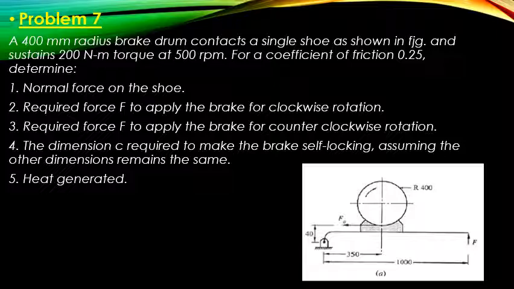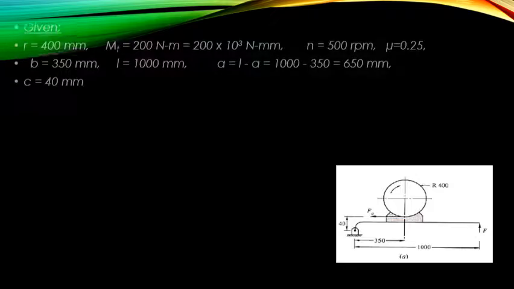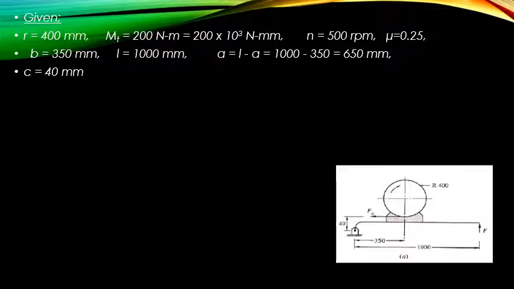Given the brake drum whose radius is 400 mm, the coefficient of friction is given, as well as the torque is given as 200 Newton meter. Writing down the given details. So from this figure we can see the length of the lever is given as 1000 millimeters.